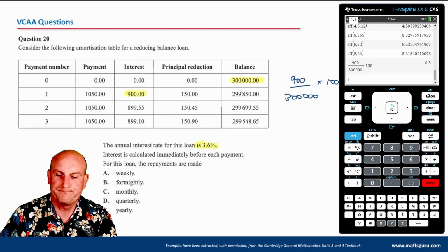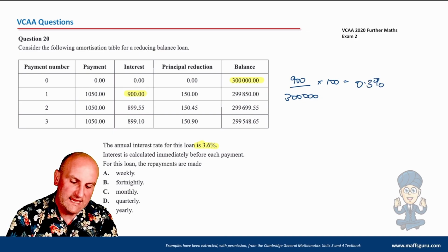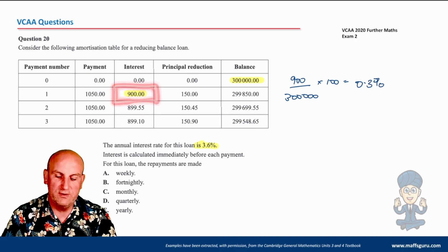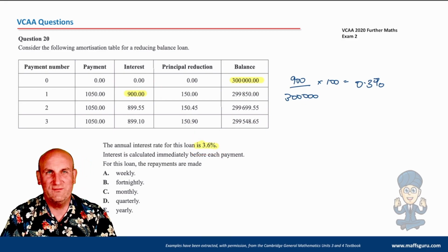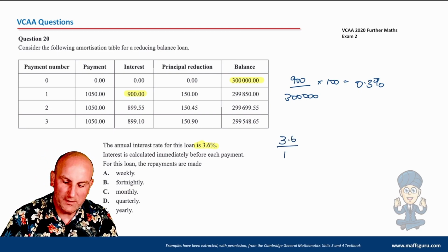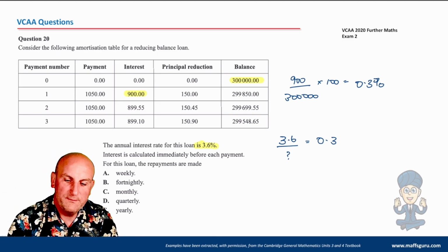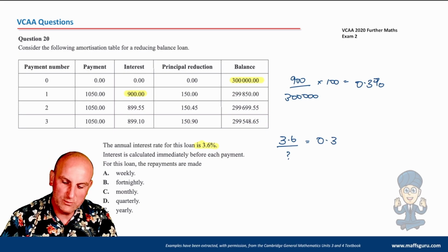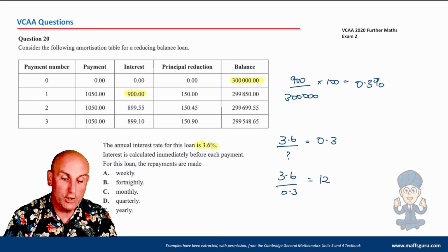That gives me a rate of 0.3%. So what we're saying is that this interest rate here is 0.3%. But my yearly interest rate was 3.6%. So what must I have done? Well, I've done 3.6 divided by something has given me that 0.3. So let's just switch it up. Let's say 3.6 divided by 0.3, and that gave me 12. So it told me that there were 12 compounding periods.